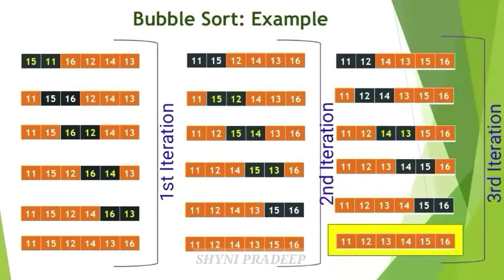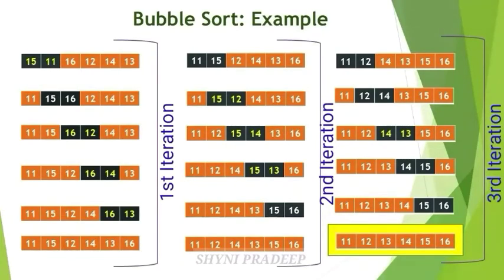This is the third iteration. In our third pass we have completed our sorting process. Now all the elements are bubbled to their correct positions. You can see here these elements are sorted in ascending order: 11, 12, 13, 14, 15, 16. The bubble sort algorithm is very slow and less efficient compared to other sorting techniques. So this is about the bubble sort algorithm.